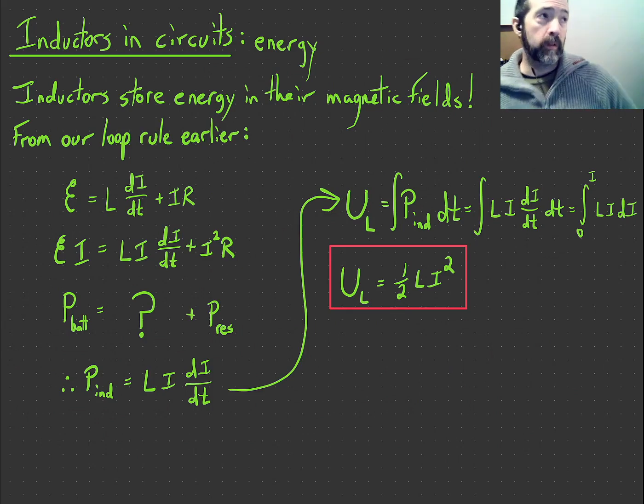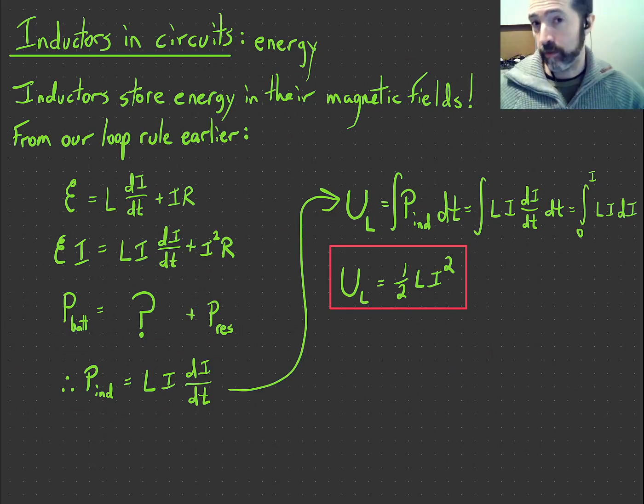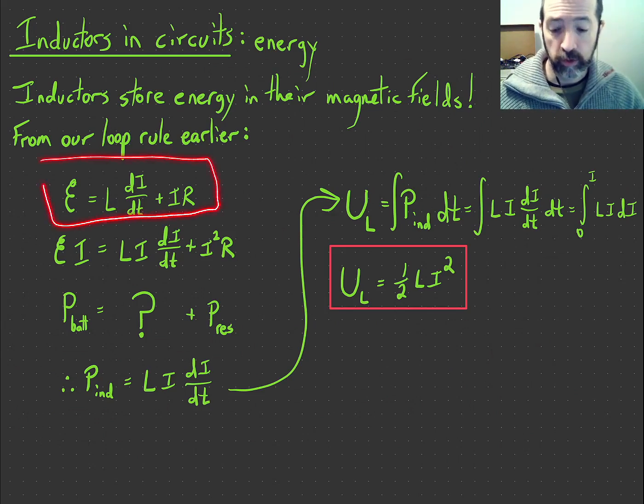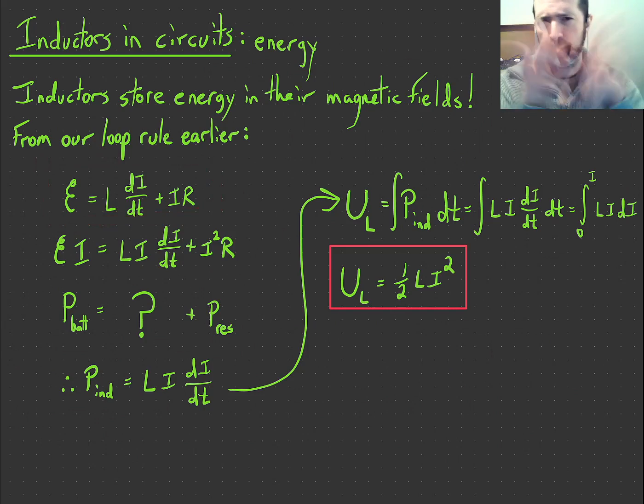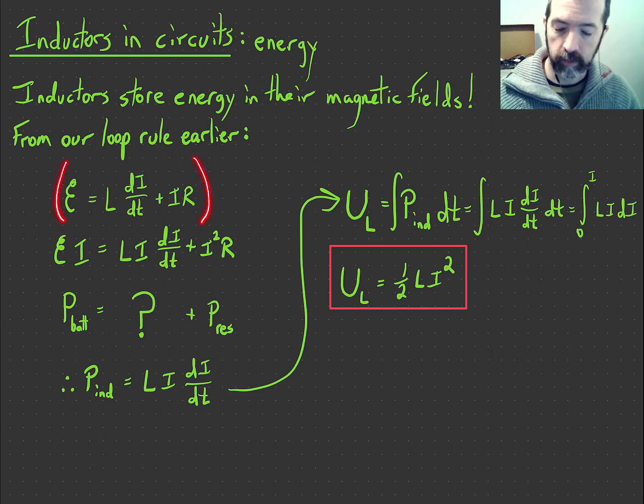Now, to make another comparison to capacitors here, inductors are energy storage devices, but as I mentioned before, they store their energy with the creation of that magnetic field instead of with the creation of an electric field. So if you take that loop rule equation that I wrote for the charging case with the battery and everything else, I rearranged it so they're not all on the same side anymore, but that's still the same loop rule equation. If you multiply the entire equation by I, you get the line that I have below it.